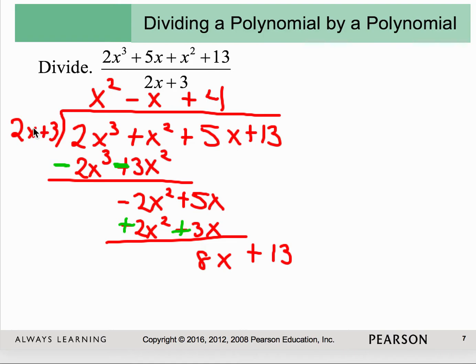Okay, 4 times 2x is 8x. 4 times 3 is 12. And then you subtract. Change the signs. 13 minus 12 is 1. Notice this time I didn't get a 0. Right? I didn't get a 0. So I have a remainder. And remember what we did with the remainder.